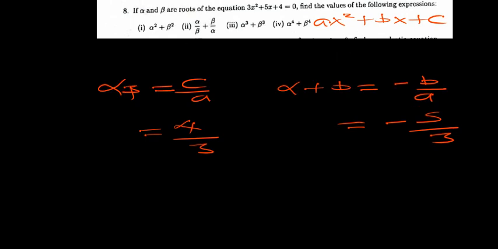Before I forget, take note: the product of alpha and beta is 4 over 3. The sum is negative 5 over 3. So we can go on and erase this. At this point, feel free to pause the video and try out the questions now.